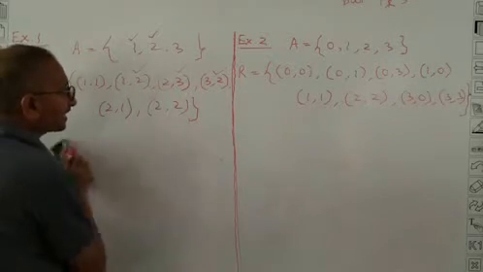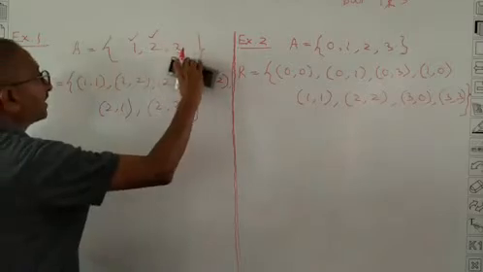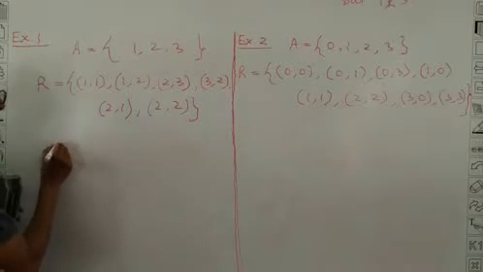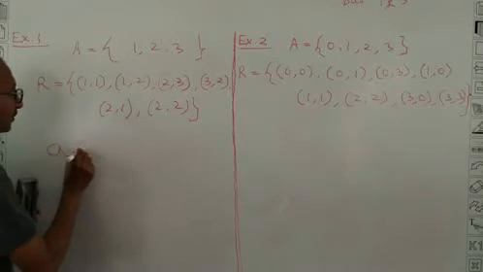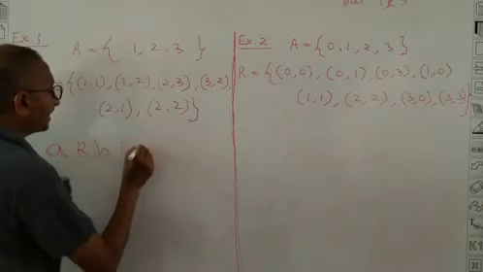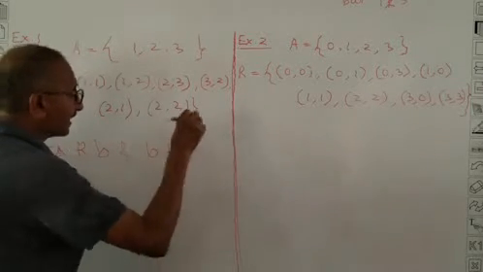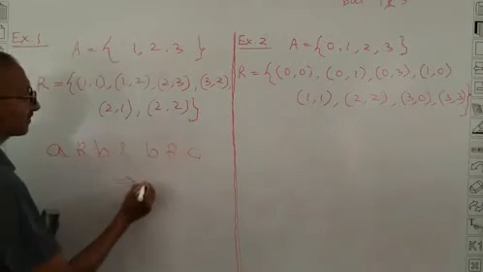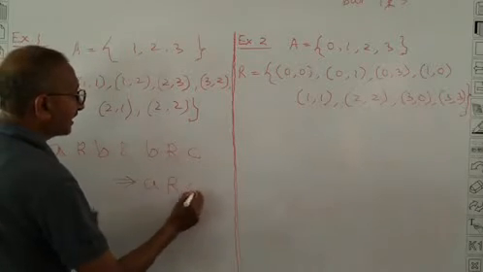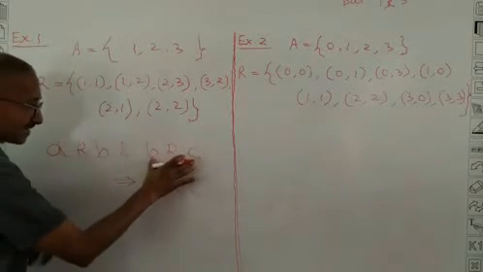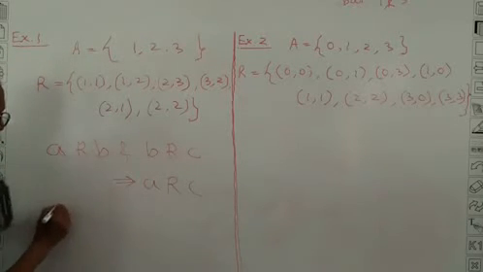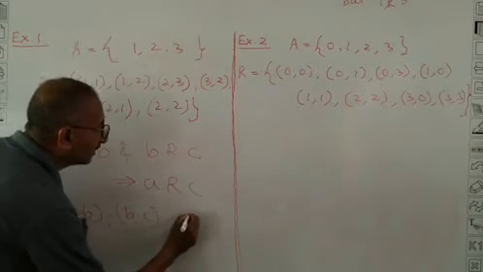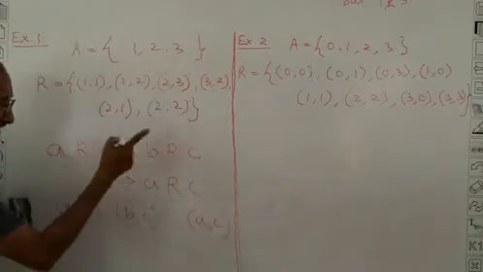Okay. Now let us think about transitivity. Whether this relation is transitive or not. The definition of transitive: if A is related to B and B is related to C, then we must have A is related to C. If AB is there, if BC is there, then we must have AC in that set.